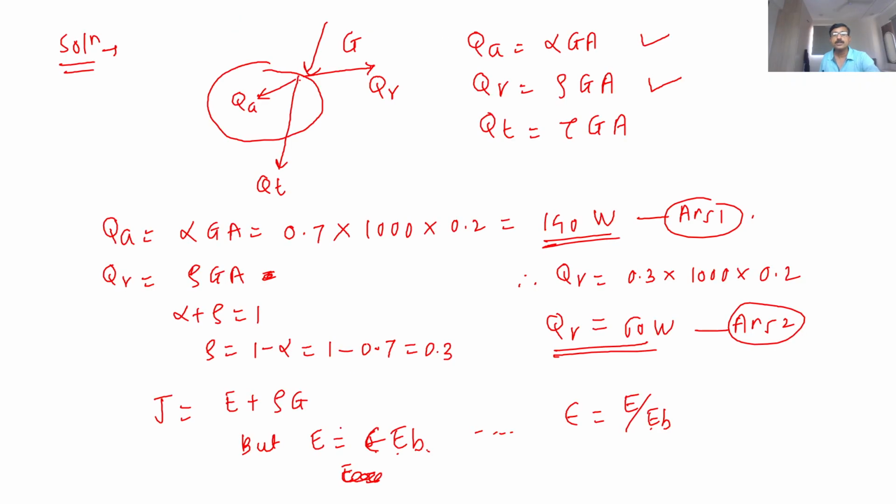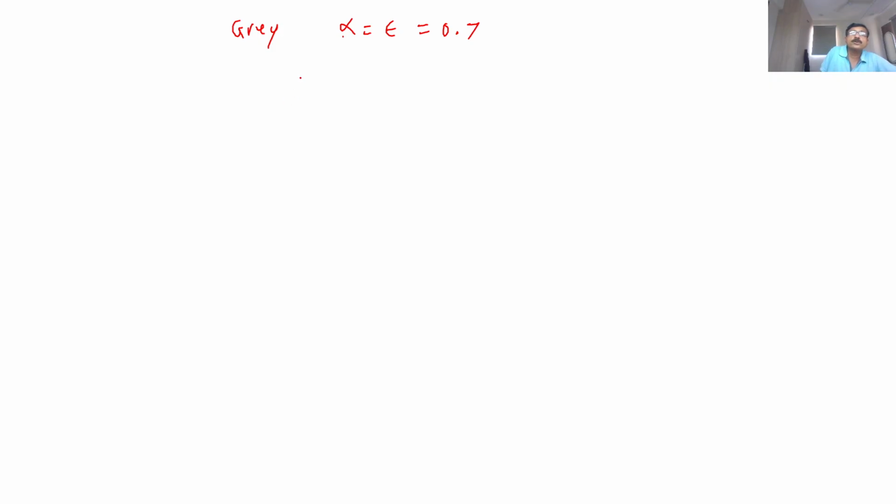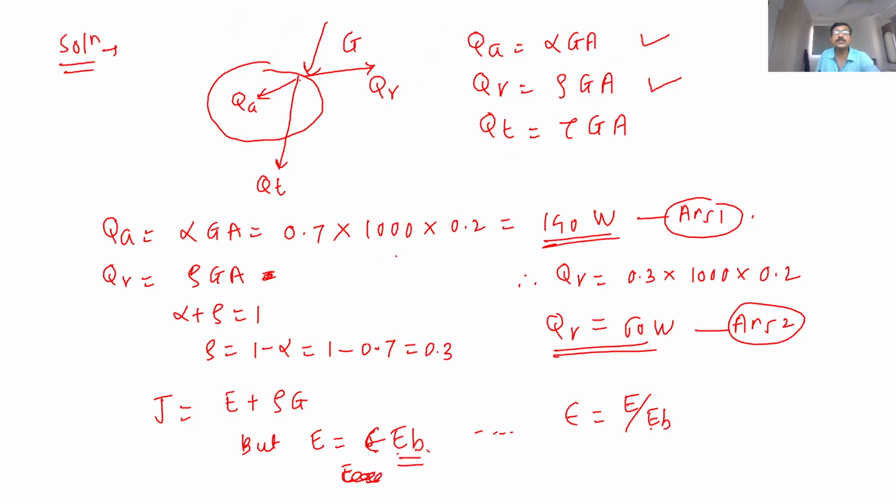As you know, the surface is a gray surface. For a gray surface, Kirchhoff's law is applicable, that is alpha is equal to epsilon. But alpha is given as 0.7, so epsilon has also become 0.7. So I got epsilon. Now I need to get the value of Eb. Eb is given by the Stefan Boltzmann law: Eb is equal to sigma T raised to 4. Sigma is 5.67 into 10 raised to minus 8. And what is T? That is the absolute temperature of the body. It is 470.